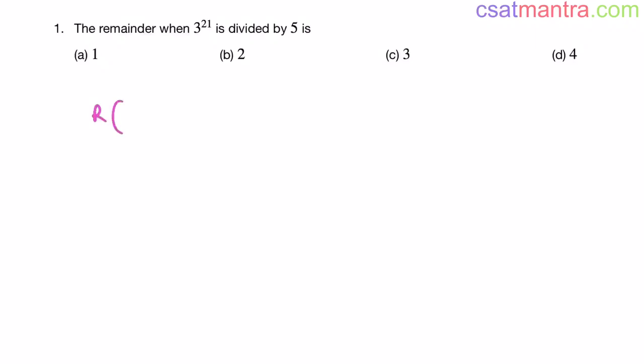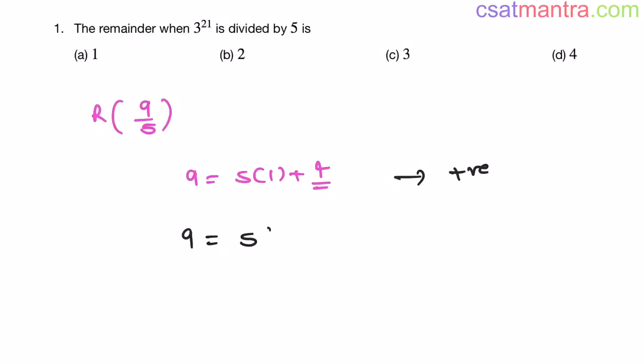Now tell me, what is the remainder when 9 is divided by 5? 9 is equal 5 into 1 plus 4. So 4 is the remainder. 4 is the positive remainder, my friends. If I say what is the negative remainder, then you will be writing 9 as 5 into 2 minus 1. 5 into 2 is 10 minus 1. This is 9. Okay, 9 is equal to 9.